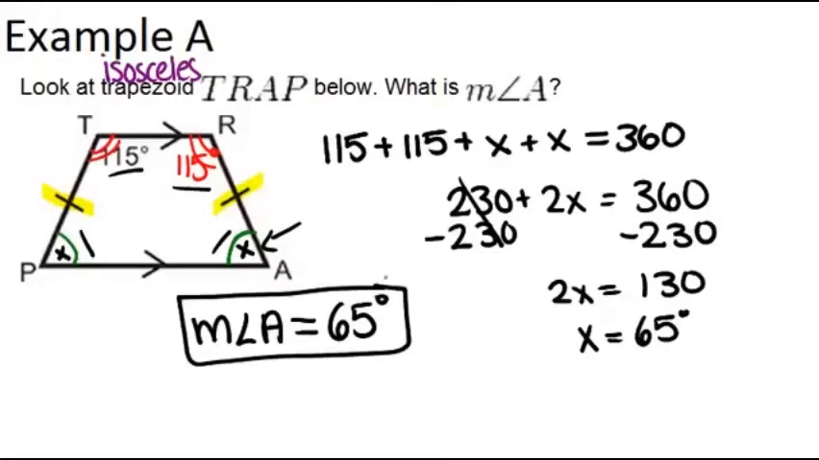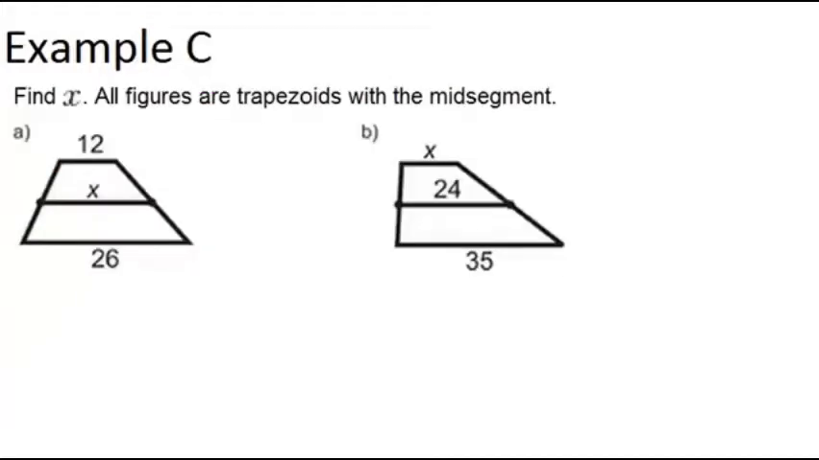At this point, let's jump to example C. In this example, it says, find x. All figures are trapezoids with the midsegment. So remember what a midsegment is. It's the segment that's created when you take 2 midpoints of the legs and connect them. So because that's a midpoint, it means that this segment would be congruent to this, and this congruent to this.